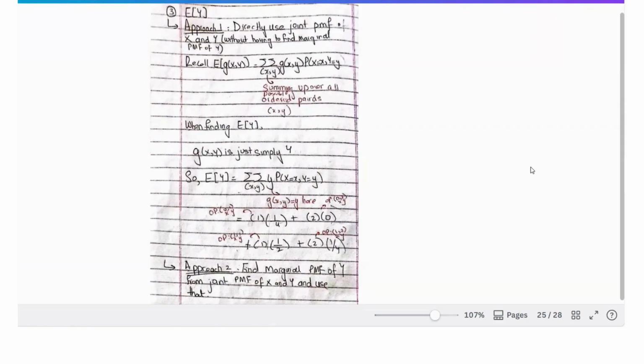So we were looking at this example where we first looked at how to find the expected value of X. Now we want to look at how to find the expected value of Y. Approach one is that we can directly use the joint PMF of X and Y without having to find the marginal PMF of Y.